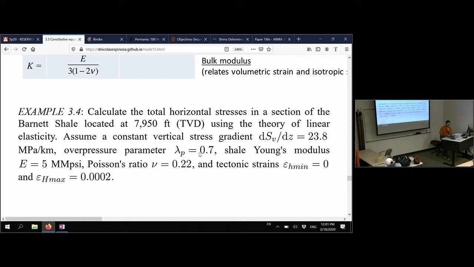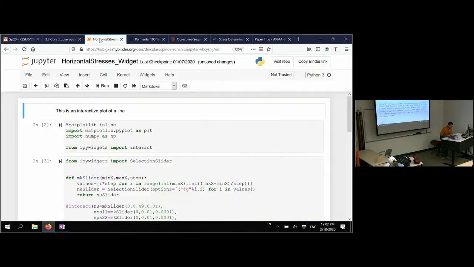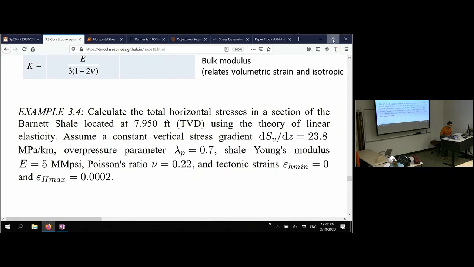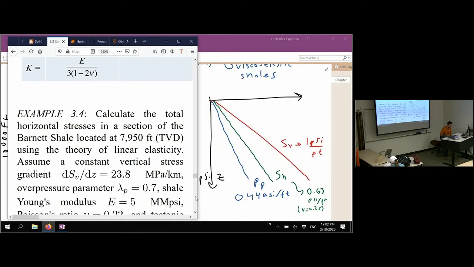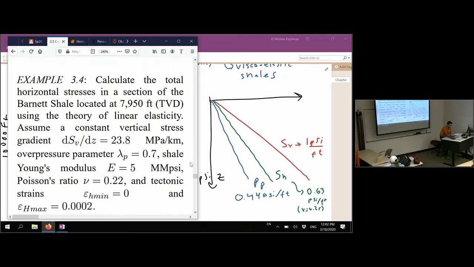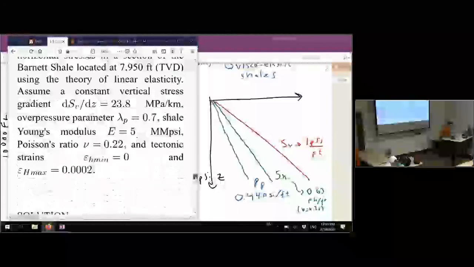indirectly, because here you have the overpressure parameter. So you're going to have to multiply the vertical stress times this parameter to get the pore pressure. And you know what the properties of your rock are and what the tectonic strains are. So you just have to use the equations that we saw before and you can tell me what the horizontal stress is. Okay? So please get started working on that, and while you do that, I'm going to summarize the workflow that you have to follow to solve this problem. So I'll leave this here.